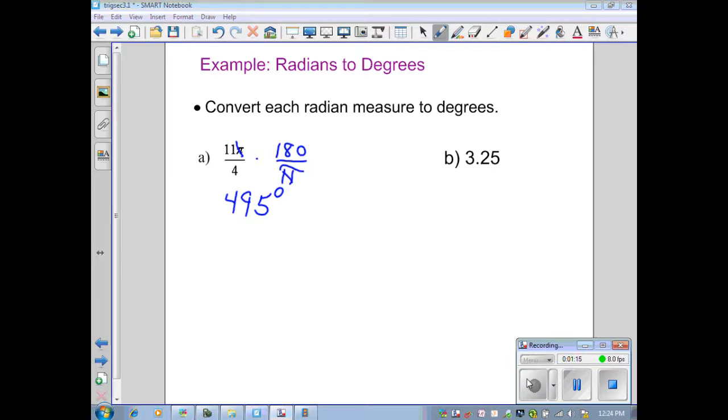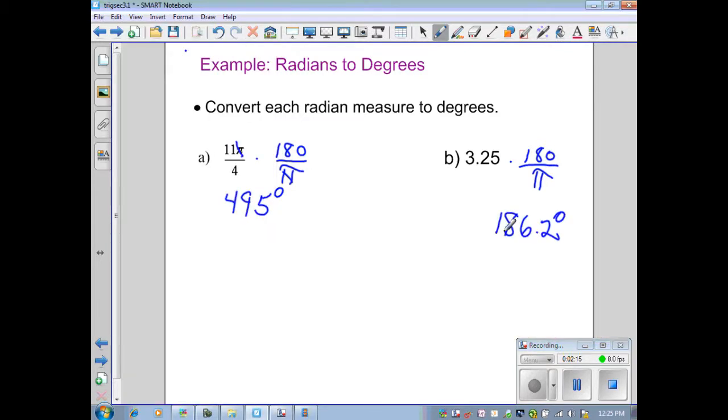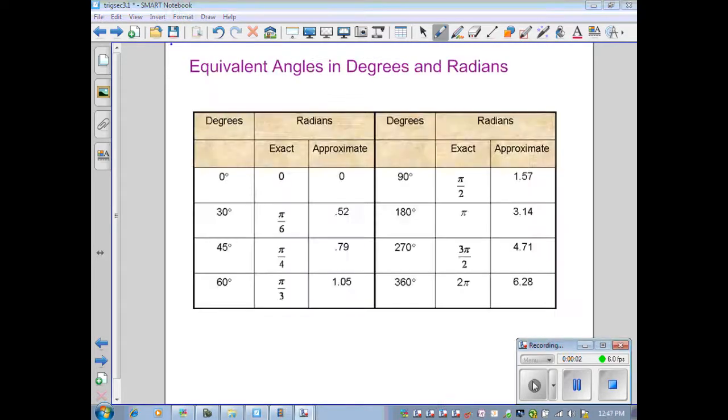Example B, 3.25 radians: we just multiply by 180 over pi, and then we can use a calculator to simplify. Here I've entered 3.25 times 180, I got 585, and then we just divide that answer by pi, and our solution is 186.2 degrees.